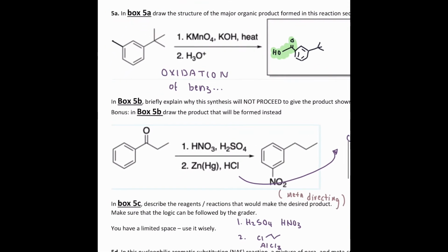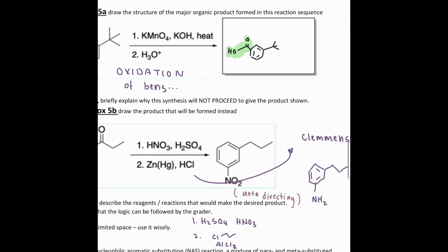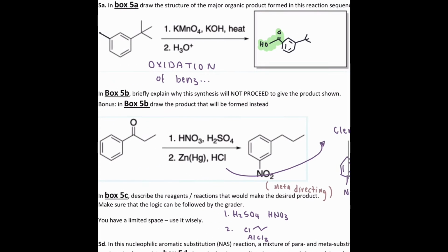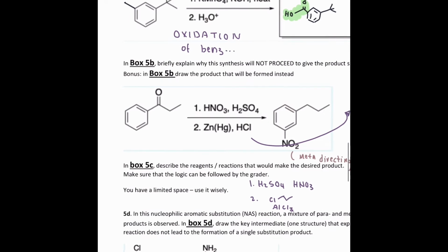For question 5b, the reason this reaction will not proceed to the molecule we want is because the second part of the reaction, the zinc and HCl, is called Clemmensen, and although it does get rid of the ketone group, it would also turn the NO2 group into NH2, so it would do both, and that is not what we want.